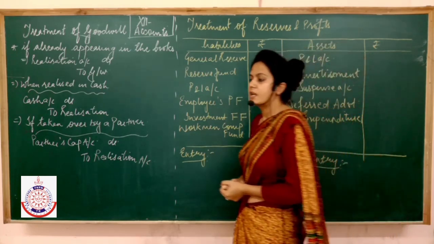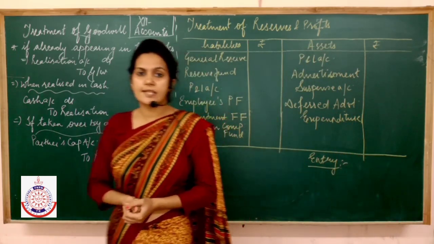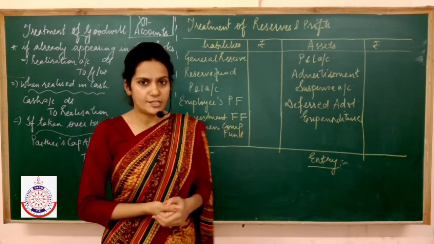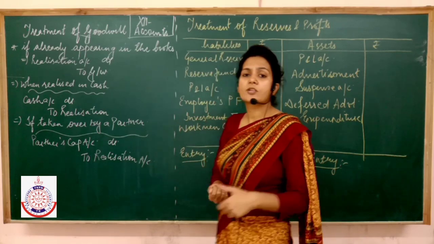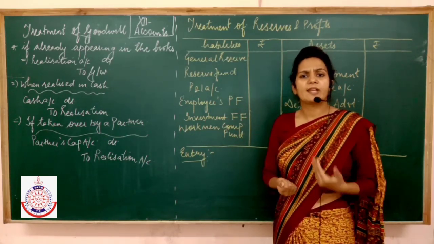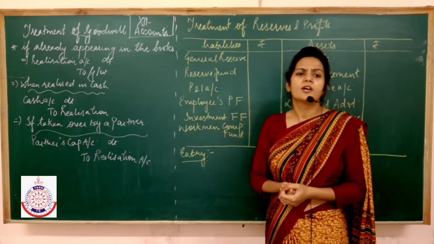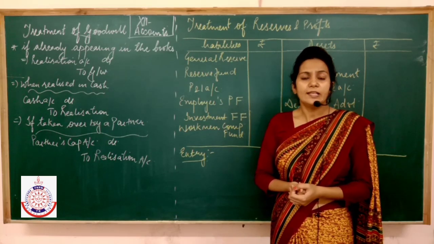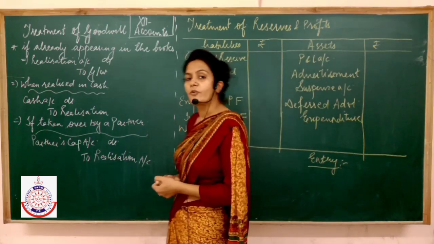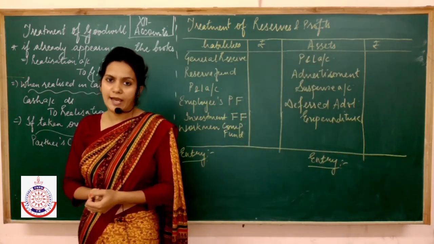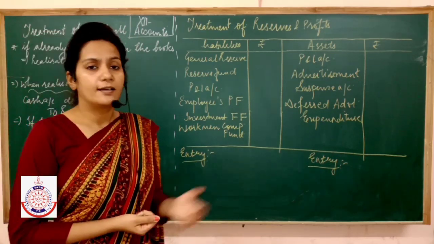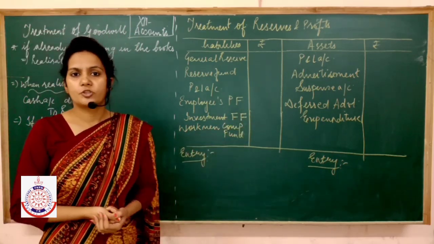Yesterday we discussed how to treat various assets and liabilities. We discussed their treatment in the realization account, and what journal entries we have to pass if we want to transfer any asset to realization or make payment of any liability. I told you yesterday also that as per Section 48 of the Indian Partnership Act 1932, we are going to discuss the treatment of dissolution of a firm.